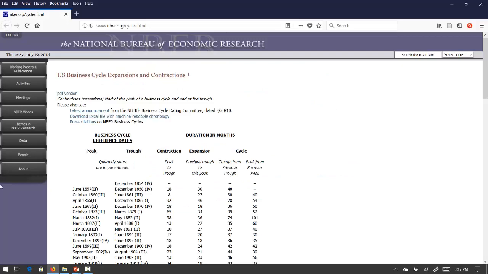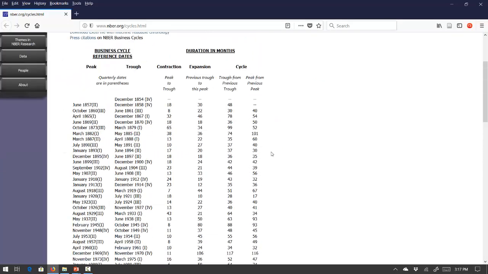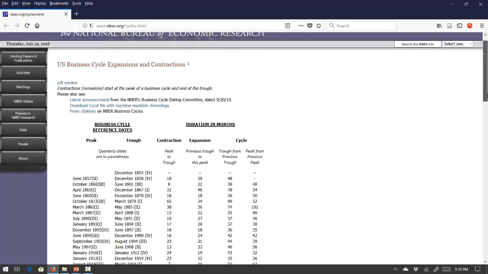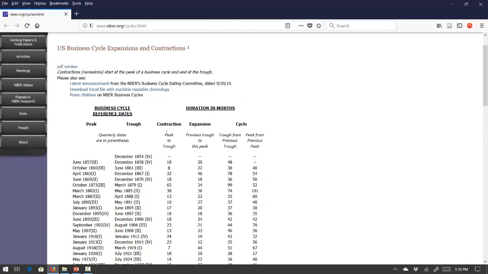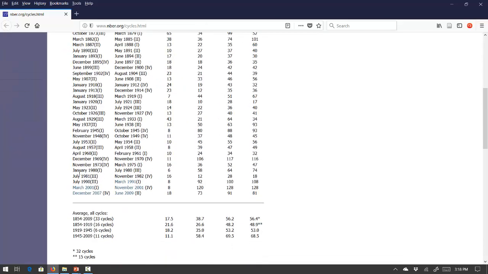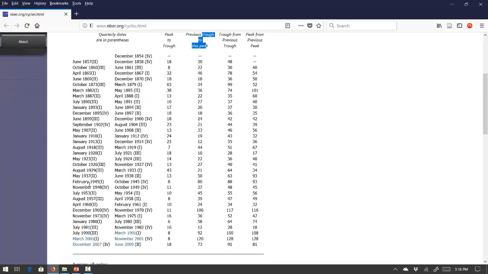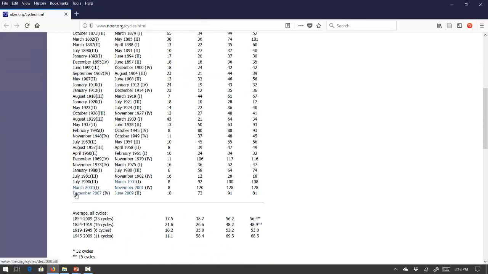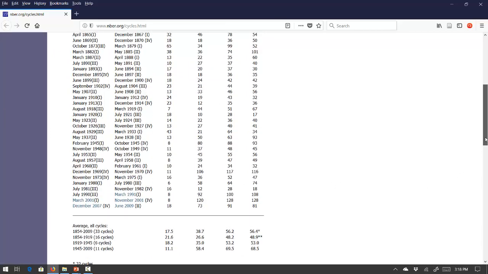So what you see here, US business cycle expansions and contractions. Contraction happens from peak to trough, whereas expansion happens from trough to peak. And NBER has been dating it since 1854. The latest recession we had was from December 2007 till June 2009. It was called the Great Recession.